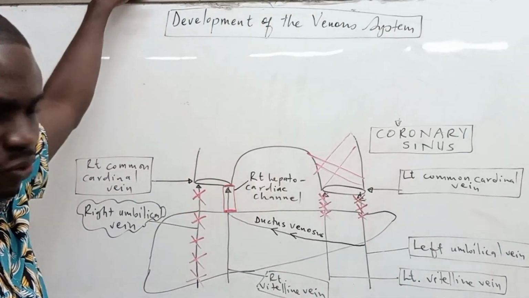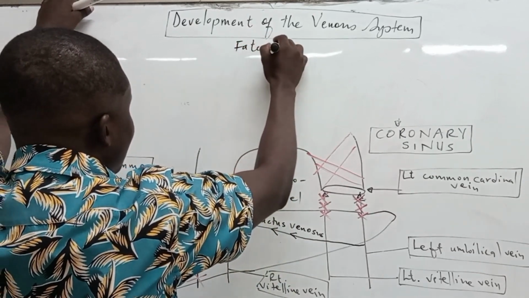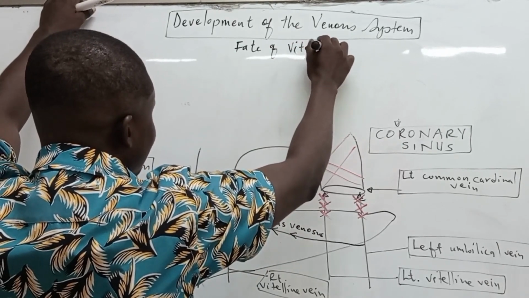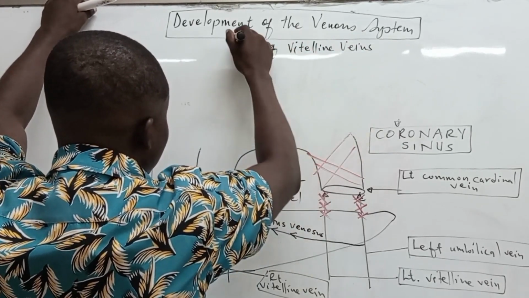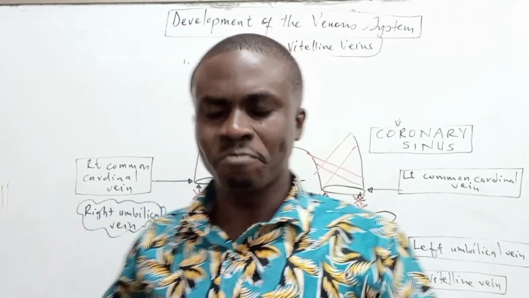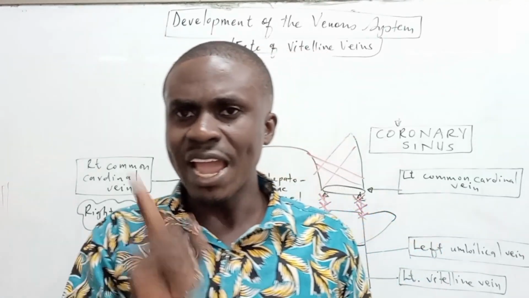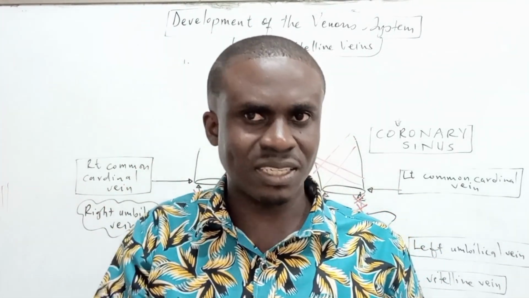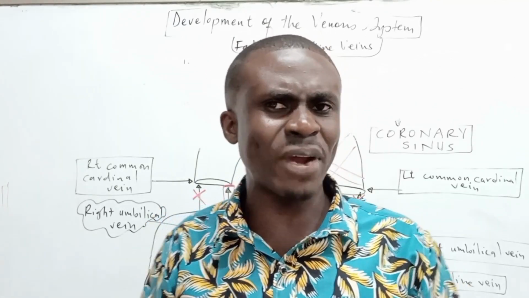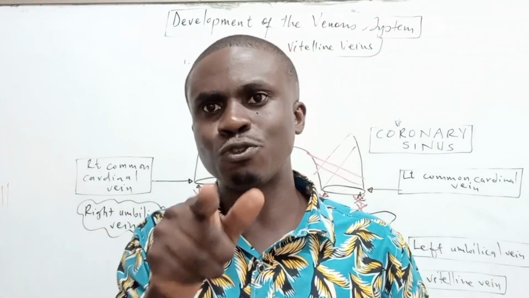Just putting them over here. So the fate of the vitelline veins. Now think about it. I told you that the vitelline veins will be bringing blood from the yolk sac. We know that the yolk sac forms the gut tube. And remember, the absorbed products of digestion from the gut tube will have to go where before it gets to the right atrium of the heart, eventually to be distributed to the systemic circulation? Where? It has to go to the liver.